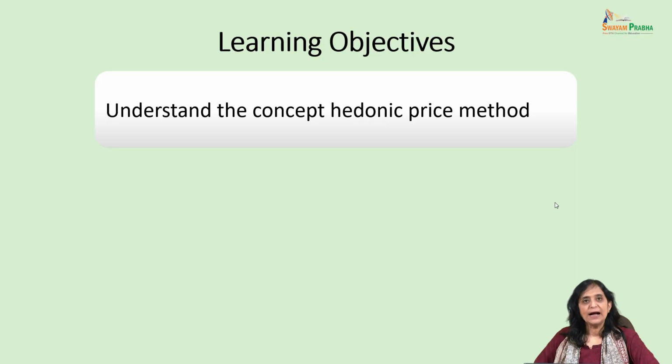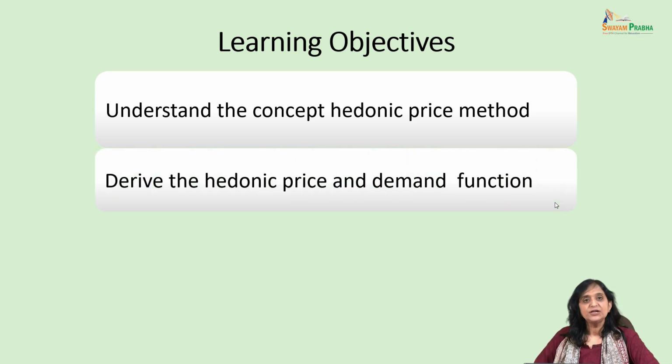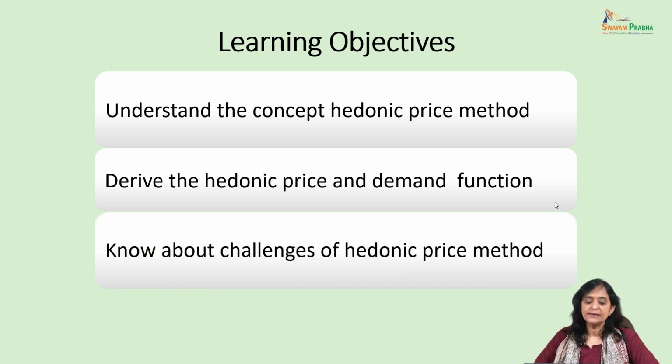In this lecture, we will go further with the second technique of environmental valuation under the revealed preference method, which is called the hedonic price method. So, we will understand the concept of the hedonic price method. Thereafter, we will derive the hedonic price and demand function. And then we will understand the challenges which come in the way of using the hedonic price method.